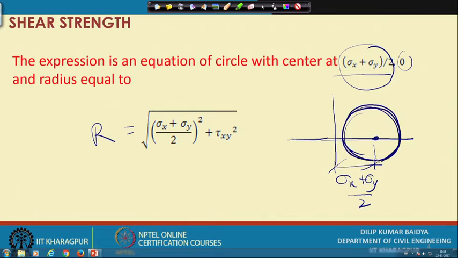So, this is actually the Mohr circle, where each point gives you tau and sigma and represents different planes. So, this is a plane, this is a plane, this is a plane, suppose this is a plane, like that. All different planes actually give you tau and sigma. So, this Mohr circle can be utilized very effectively to find out the stress in different directions.